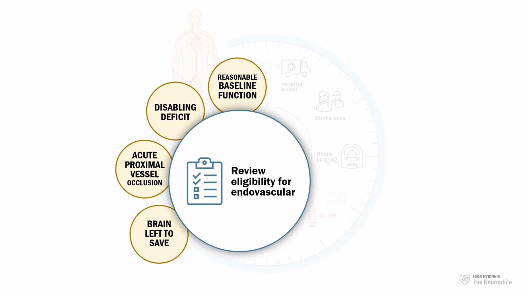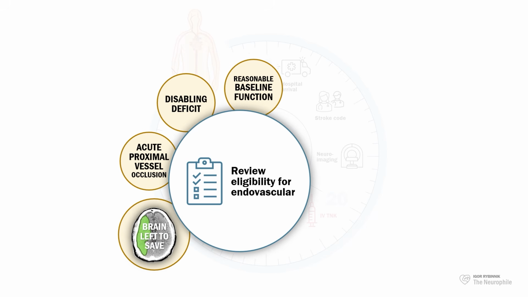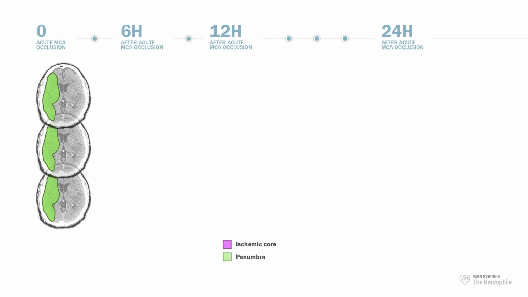We get baseline function from history. NIH stroke scale defines disabling deficits. CT angiogram confirms proximal occlusion in the cerebral vessel, but determining brain left to save is a little tricky, so let's discuss it.